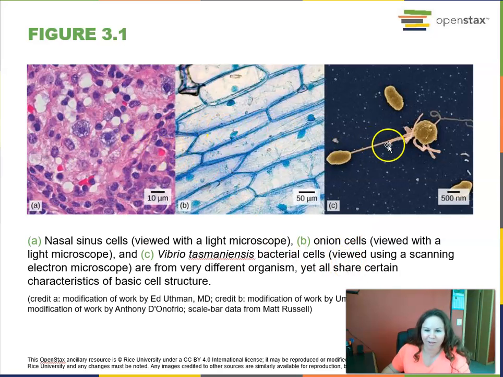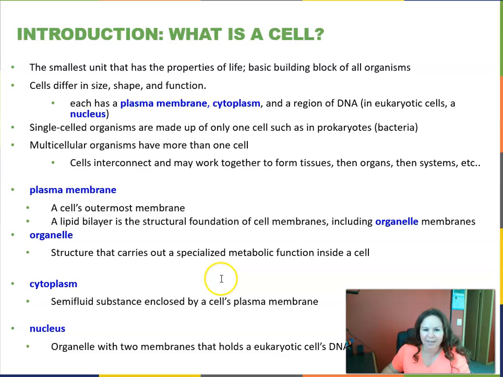So even though all of these are cells, they look very different from one another, they do share some basic characteristics. So what is a cell? It's the smallest unit that has the properties of life. It's the basic building block of all organisms that we still consider alive. As we said, cells can differ in size and shape and function, yet they have some things in common. Each cell has a plasma membrane, sometimes also called a cell membrane. They have cytoplasm, which is the jelly-like fluid and some of the other stuff that's in that fluid.